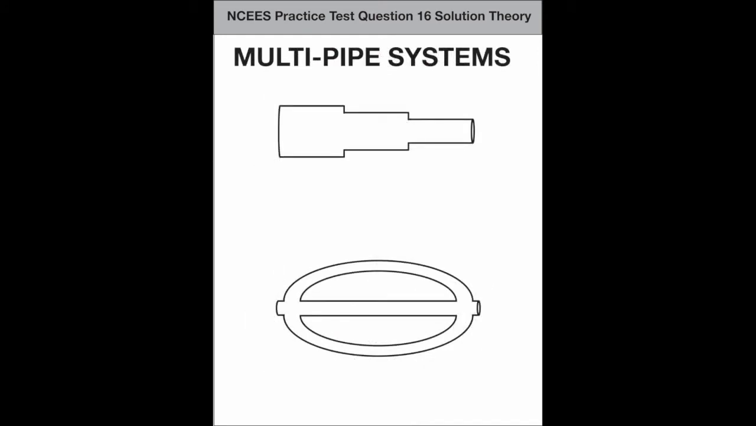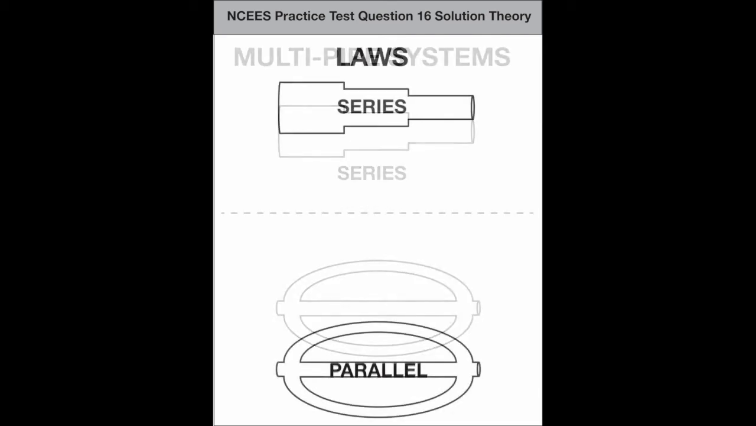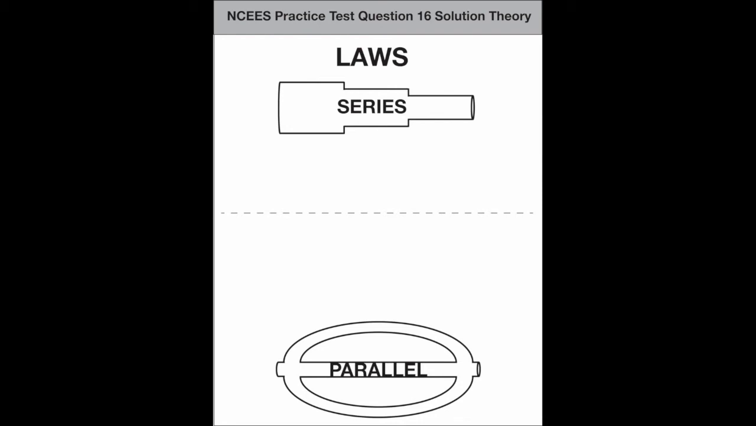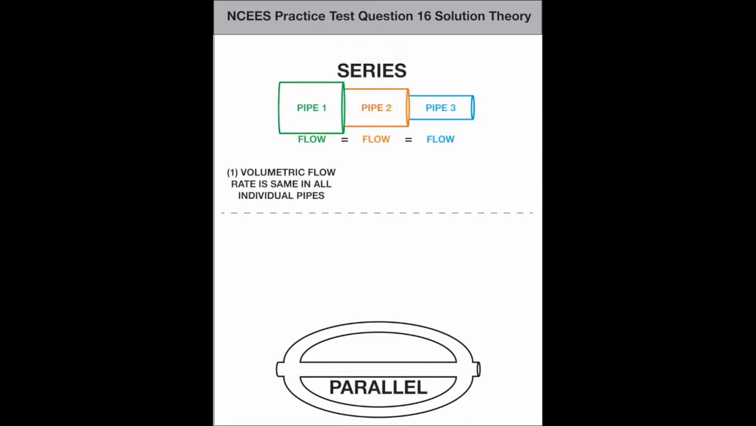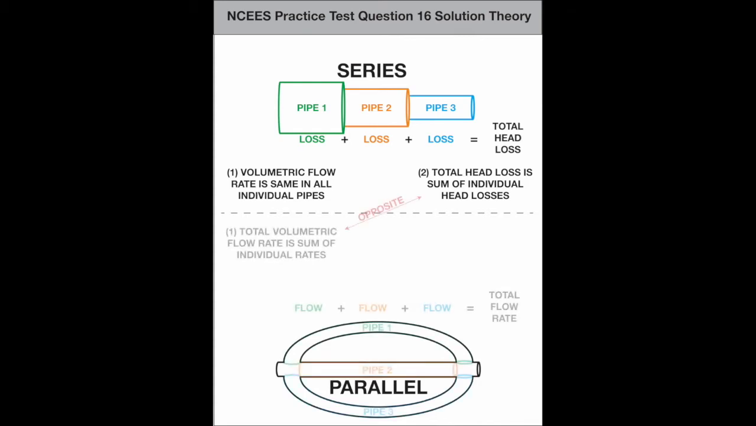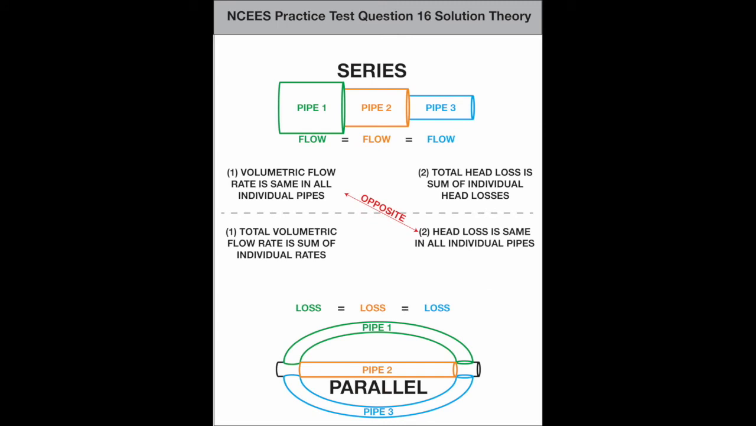These are multi-pipe systems. Here are pipes in series. Here are pipes in parallel. There are two sets of opposing laws that govern the flow of liquid through them. For series, 1, the volumetric flow rate is the same in all individual pipes, and 2, total head loss is the sum of individual pipe head losses. Now the opposites. For parallel, 1, total volumetric flow rate is the sum of all individual pipe volumetric flow rates, and 2, the head loss is the same in all individual pipes.